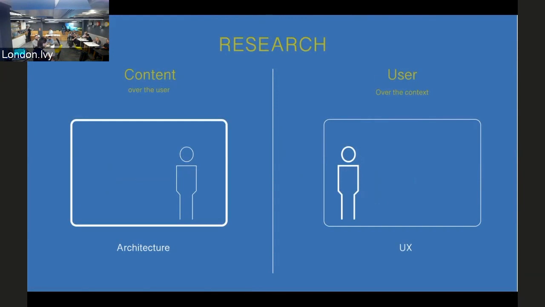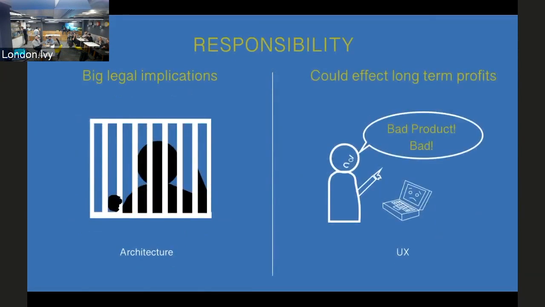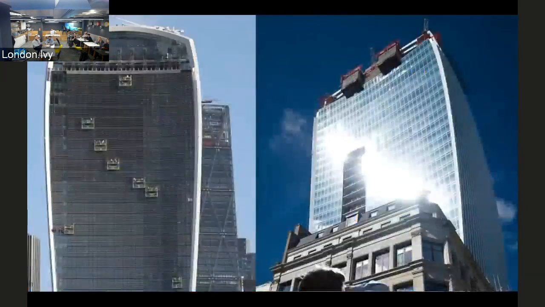With architecture, there's a lot more about the surroundings and the history that can affect the final design, whereas UX is solely focused around the user. Lifespan: residential buildings, for example, last up to about 100 years, whereas a fast-growing industry like ours changes over maybe in one year. Responsibility: we all know architecture has a lot of legal implications, health and safety. I think this is a good example to start you off.